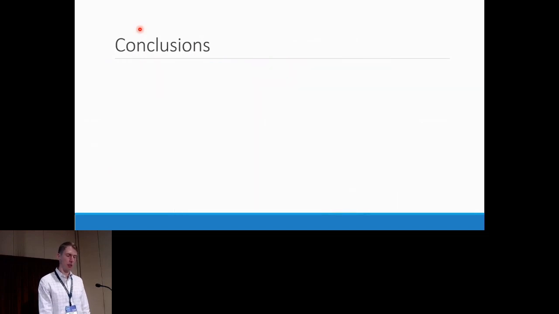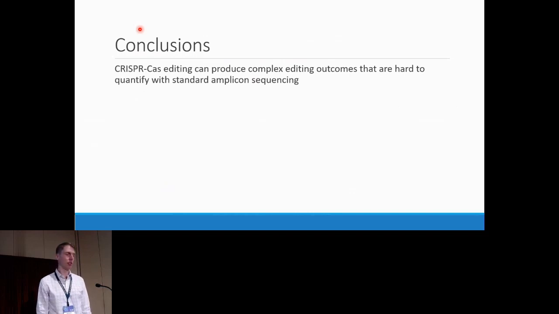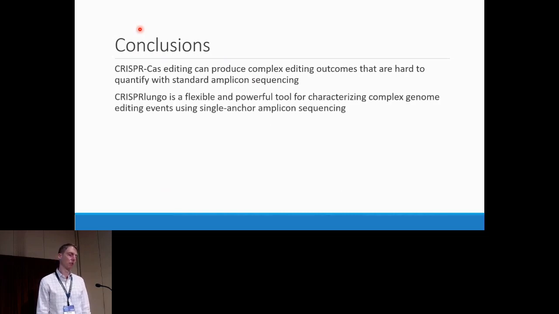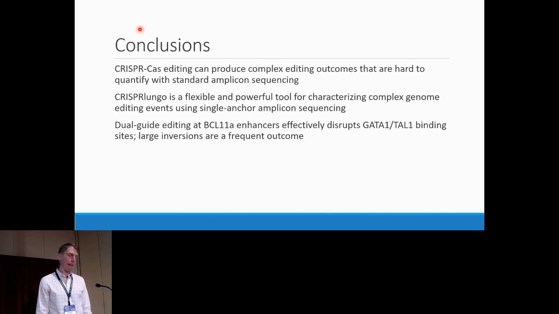Briefly, in conclusion, we've shown that CRISPR-Cas9 editing can produce complex editing outcomes that are hard to quantify with standard outcome sequencing. If you use a dual primer approach, you would completely miss these complex editing outcomes. However, CRISPRlungo is a flexible and powerful tool for characterizing complex genome editing events using single anchor amplicon sequencing. And lastly, the dual guide editing at the BCL11A enhancer is effective, it can effectively disrupt these binding sites, and large inversions are a frequent outcome here.